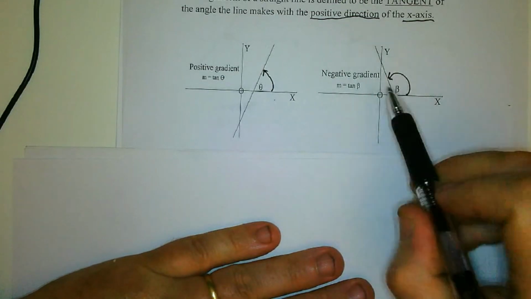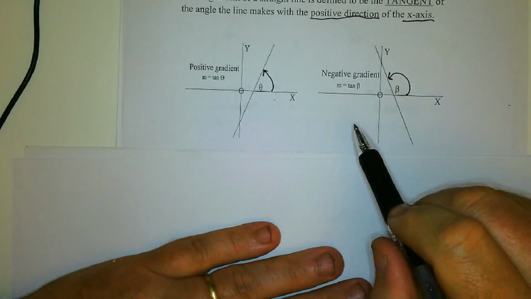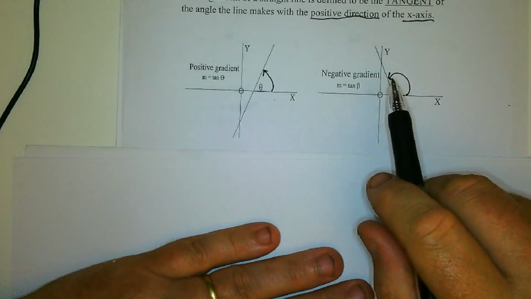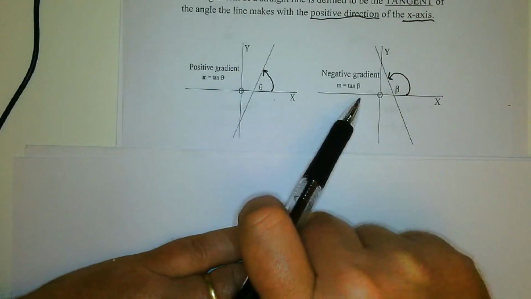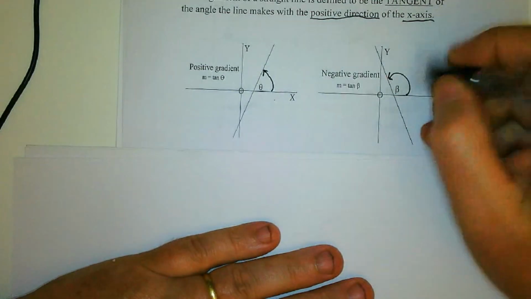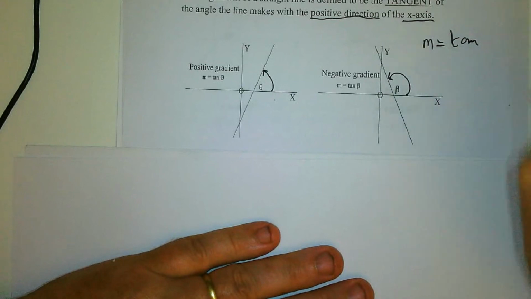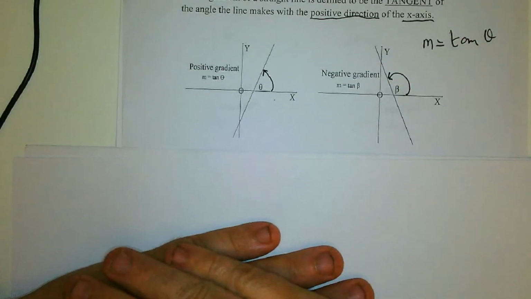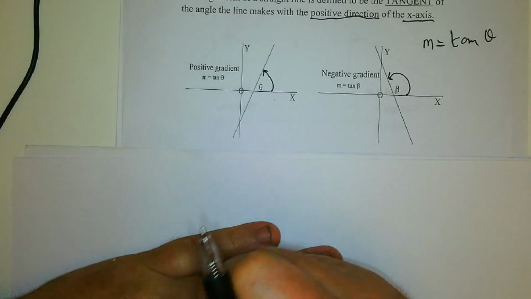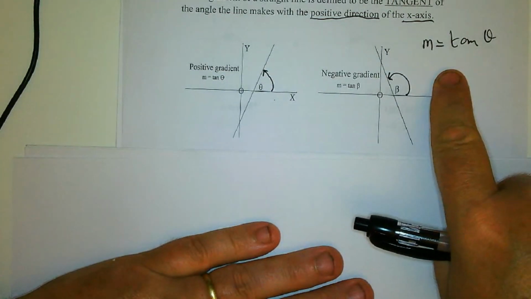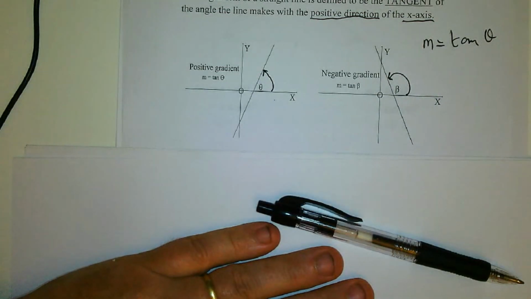Now you're going to see an example later on where this is the trickier one. Look at the equation here, m equals tan theta, n equals tan beta. We really just want you to remember one, m equals tan theta. You're not given that equation, you need to remember it. So anytime you're talking about gradient and angles, that should be something you've got in your head.